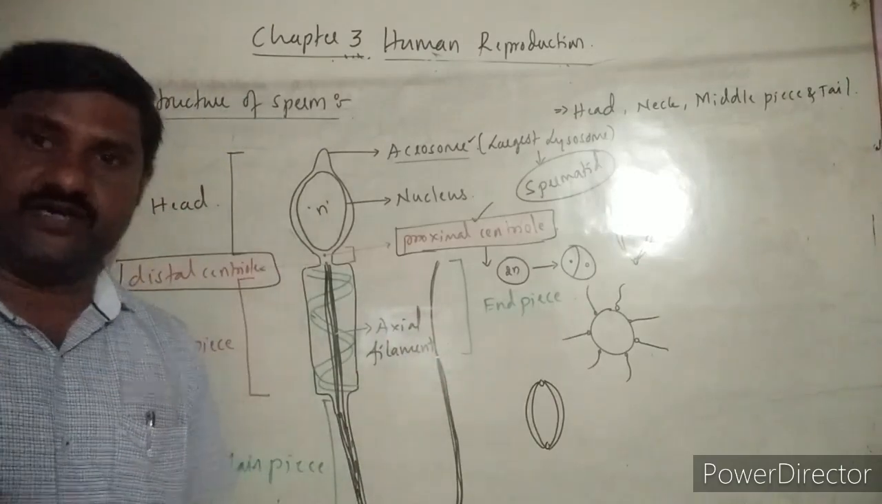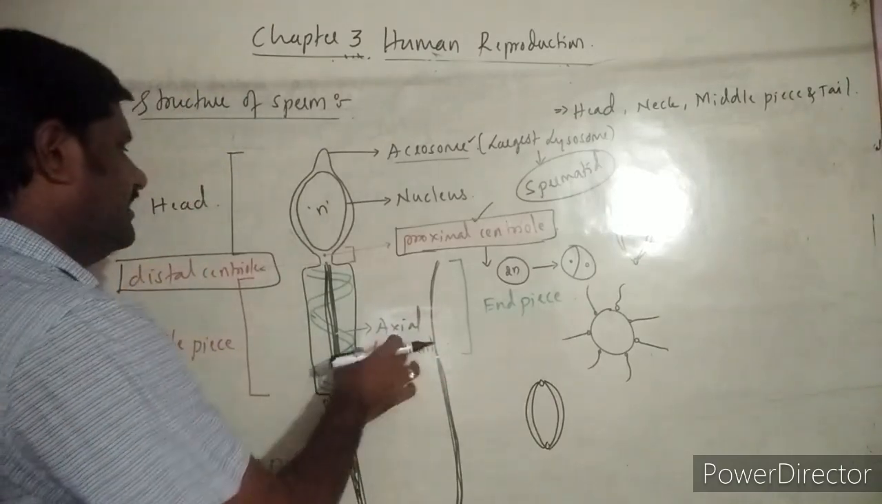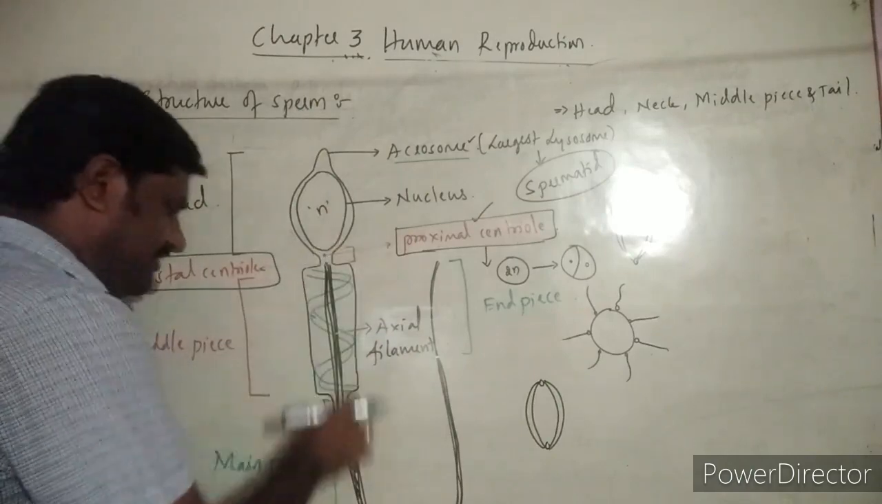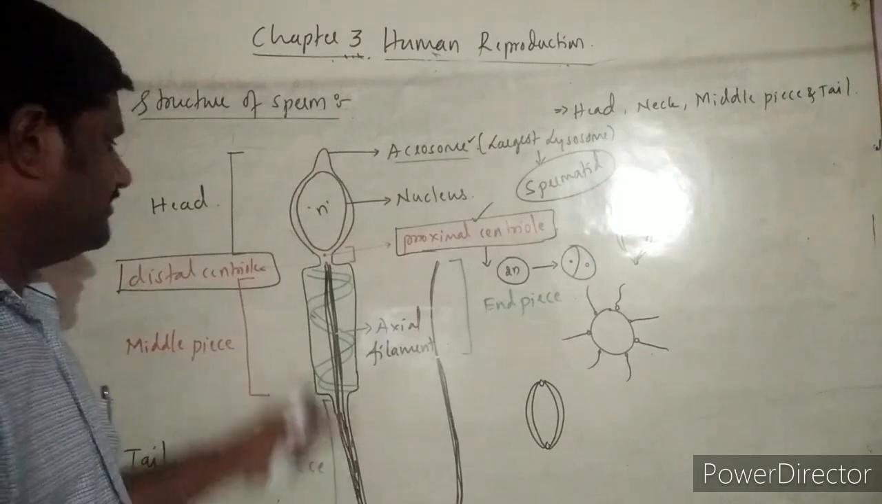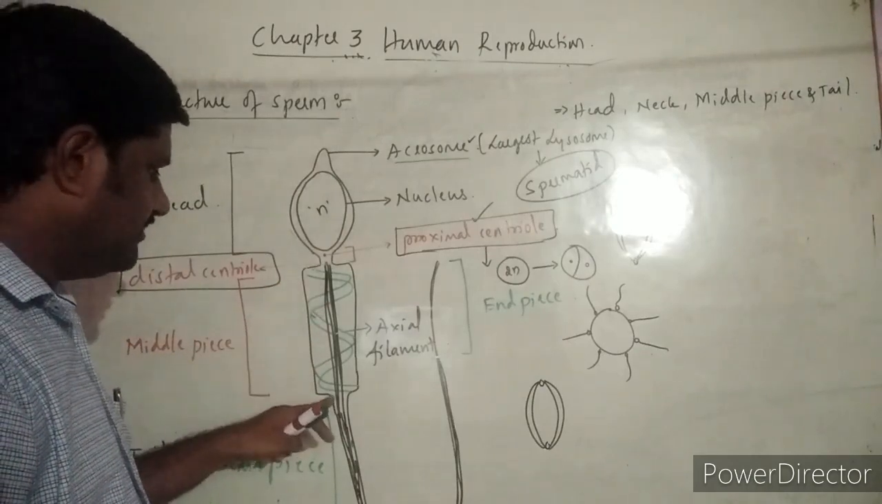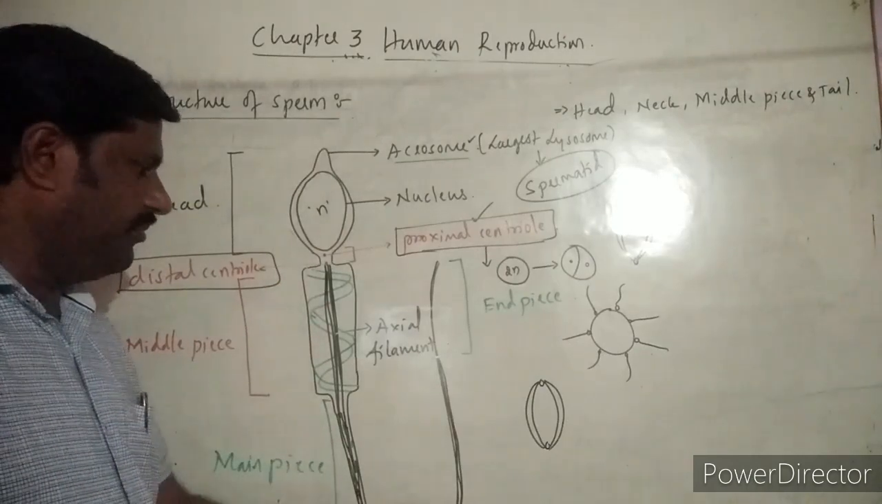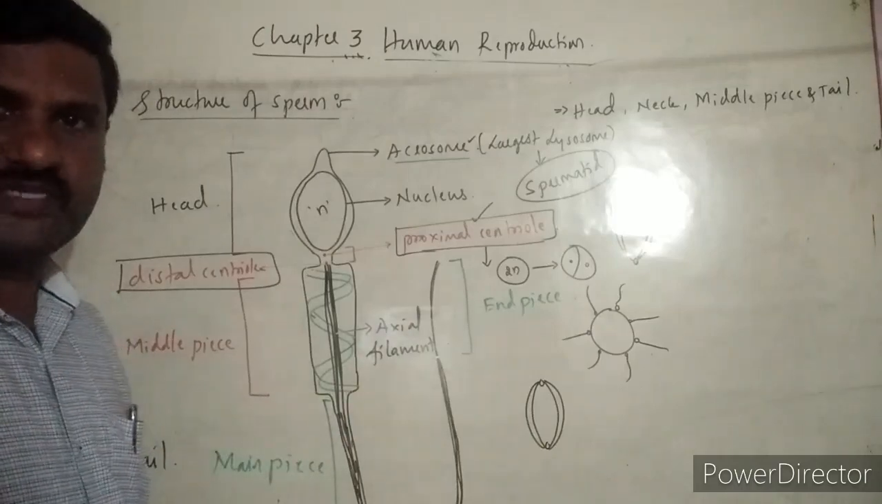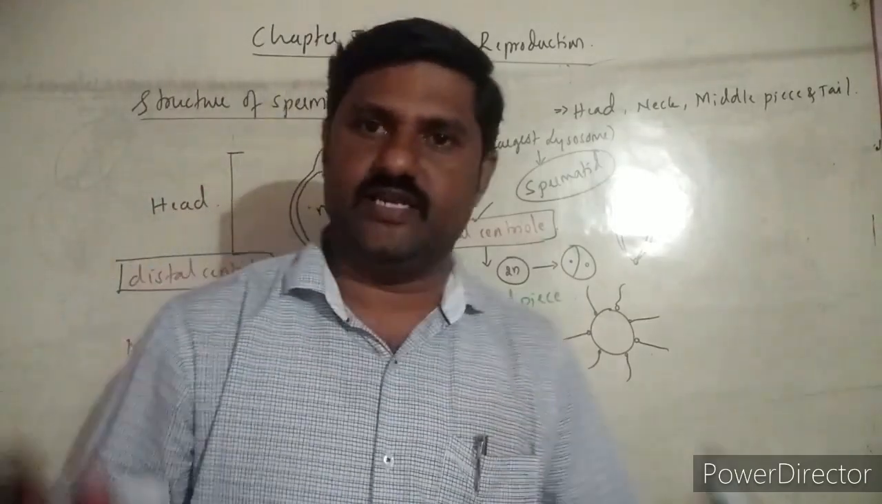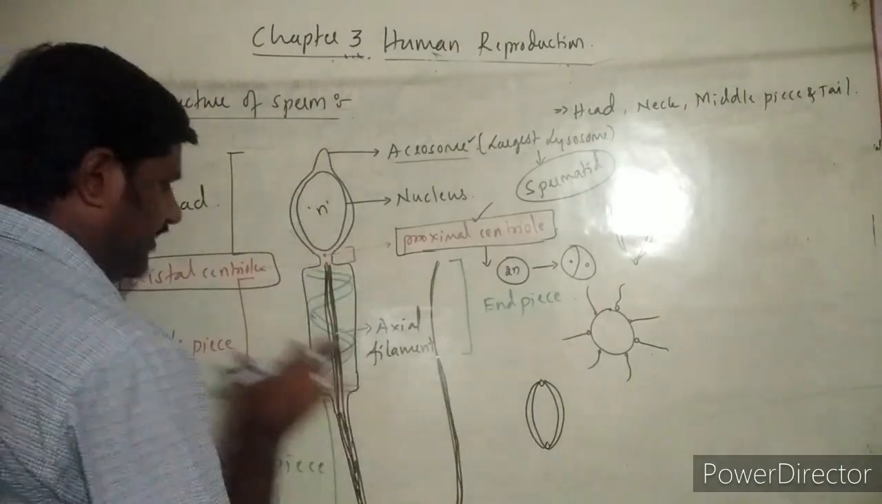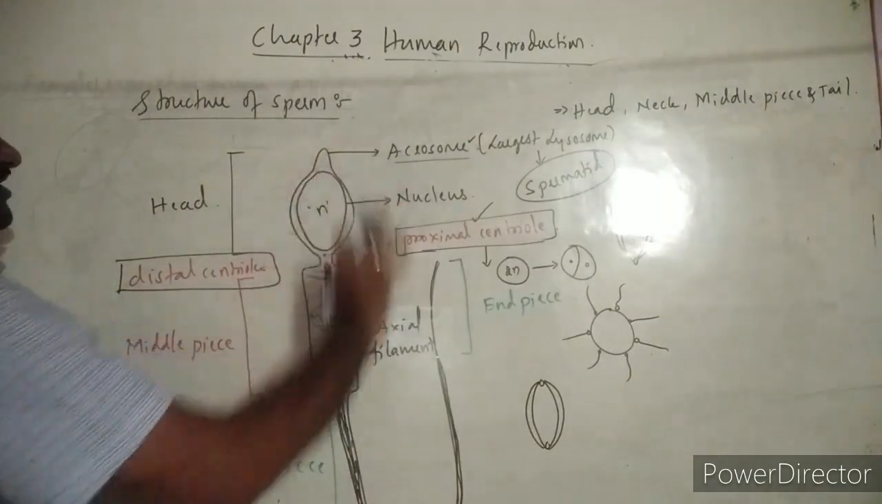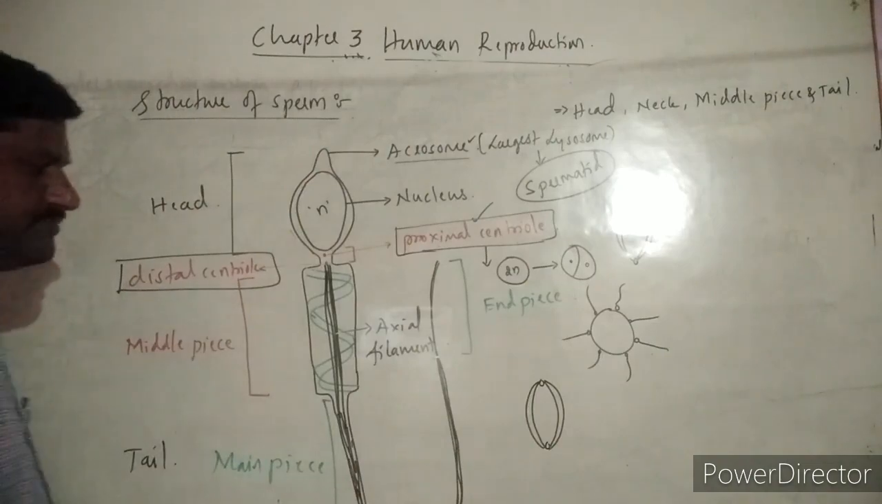Axoneme I had explained, you might have remembered. So the distal centriole helps in the formation of the axial filament. So across this middle piece as well as the main piece of the tail, up to the end of the main piece of the tail, it continues. And after this, come to the middle piece part.